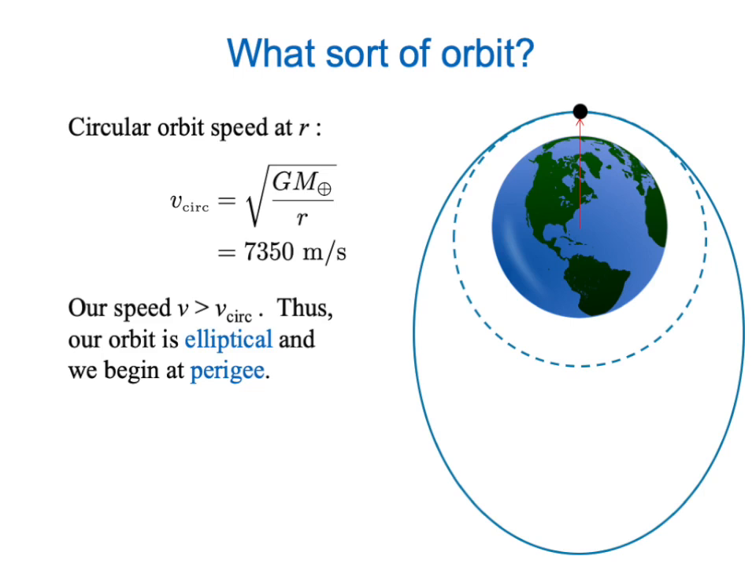And second, because we're going faster than the circular orbit speed, we're beginning at perigee, the point of closest approach to the Earth. And that means that we know the radius of the satellite's orbit at perigee and the speed of the satellite at perigee. That's a good start.